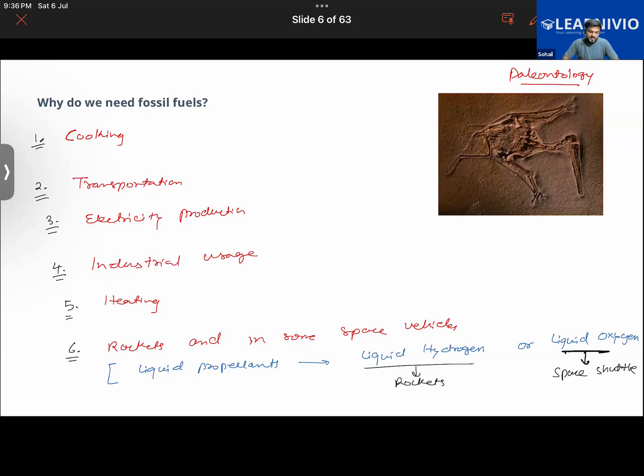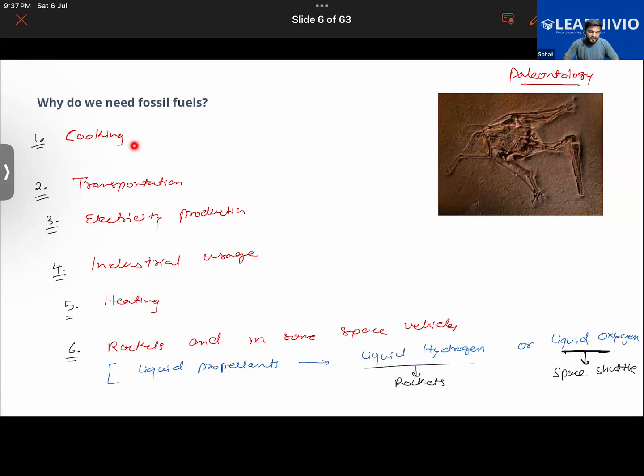Furthermore, we learned about fossil fuels. Coal and petroleum are also dead remains of plants and animals, but they converted into fuel. For example, this fossil is not a fossil fuel. This is just a fossil because it can't be used for combustion or to obtain energy. But coal and petroleum are called fossil fuels because they were formed from the dead remains of plants and animals.